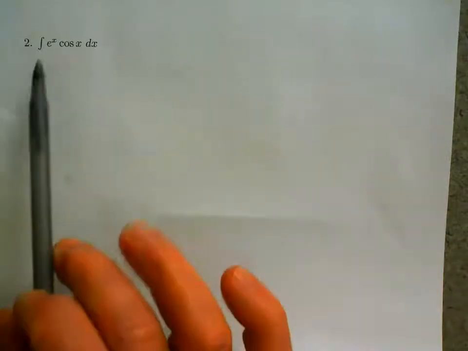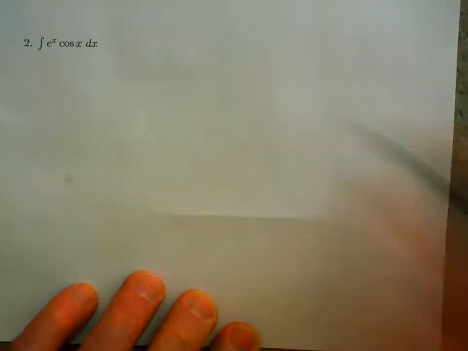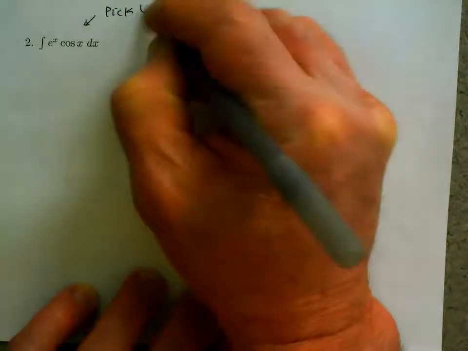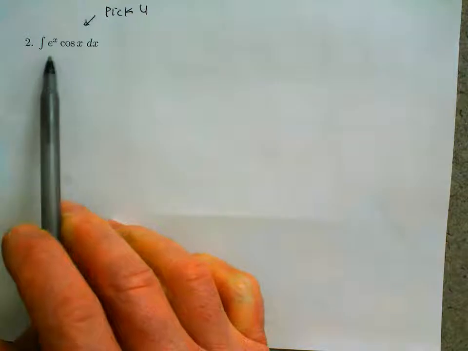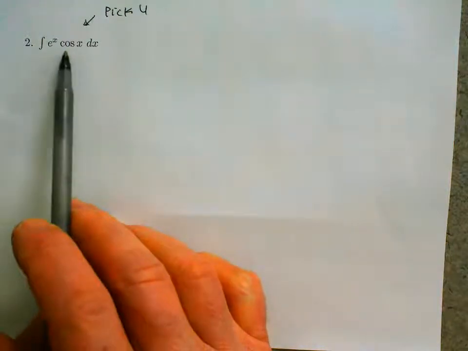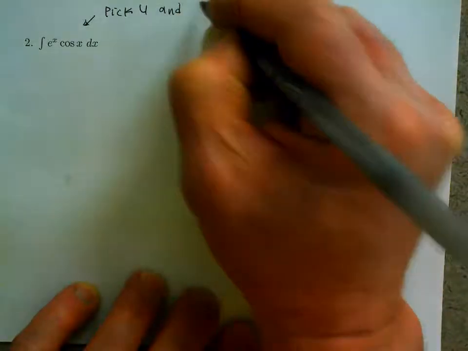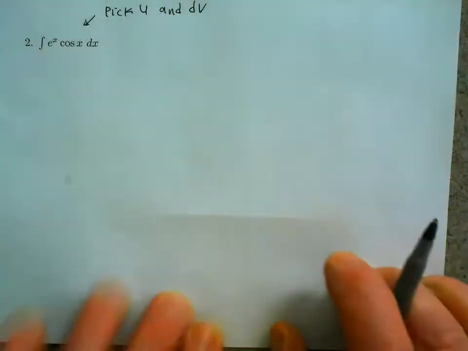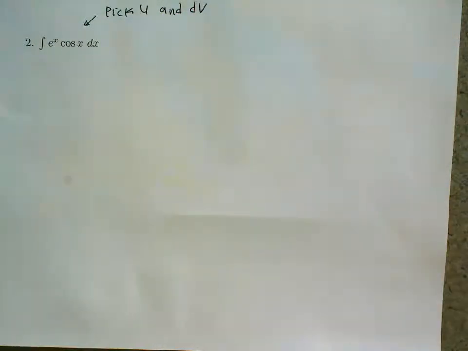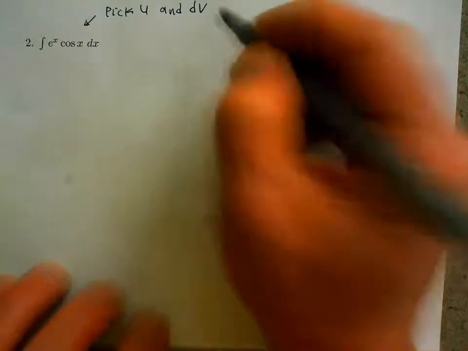Okay, so this one, the indefinite integral of e to the x times cosine of x dx. So we want to pick u to be one of those functions. We have a product of two functions. One is e to the x, the other one is cosine of x. So we want to pick u to be one of those functions and dv to be the other function with the differential dx. So how do you want to do it?